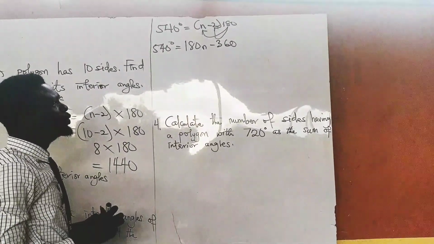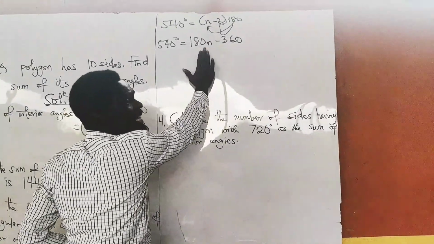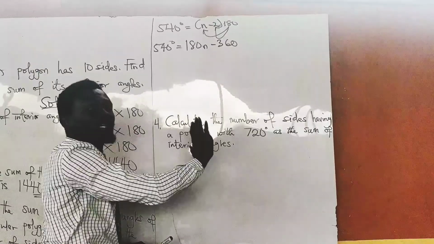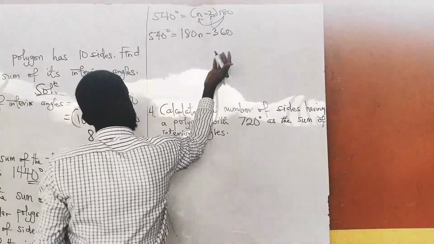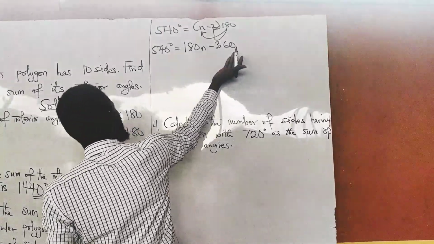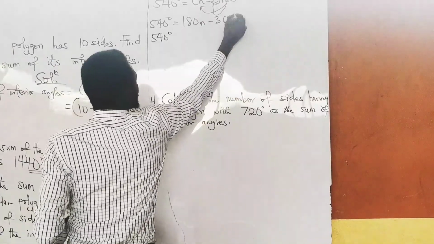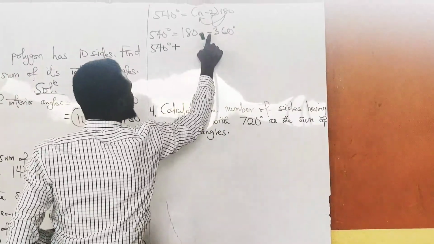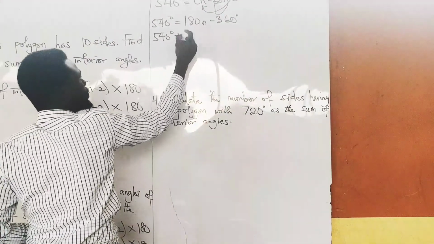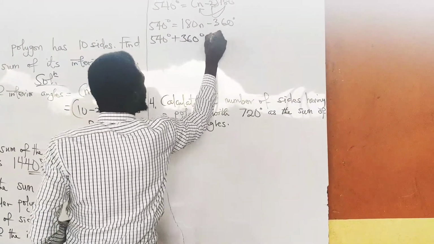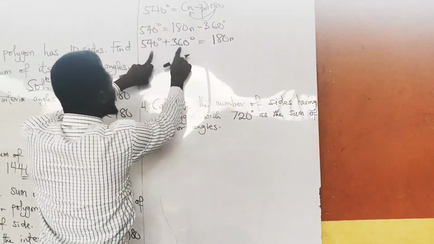What do you do? You group like terms. There is n here, so the terms with the n should be on one side of the equal sign. So this one will move. When this one moves, you are going to get 540 degrees plus, because there's an equal sign here, the negative changes to plus 360 degrees, which is equal to 180n. Put these two together.